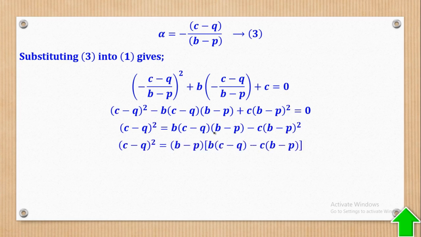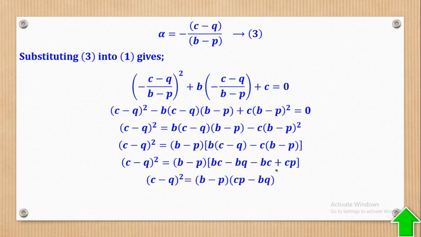Then from there I realize that b minus p is common, so I'll pull it out. Here I'll remain with b in brackets c minus 2, which is here, and here I'll remain with c in brackets b minus p, which is here, because here it was squared. Then when I open this bracket, inside this bracket, I'll come up with this. Then simplifying, you realize that this and this can cancel, so I remain with Cp minus B2.